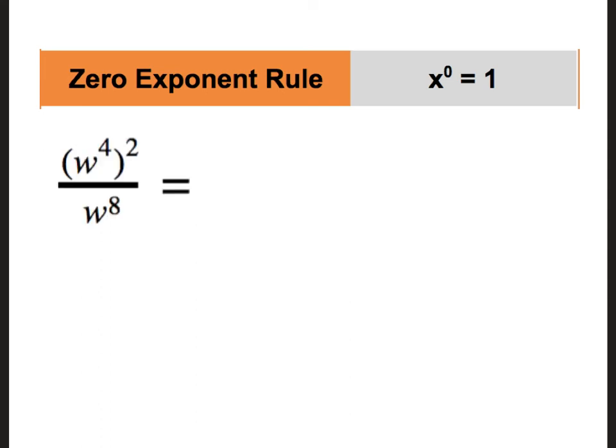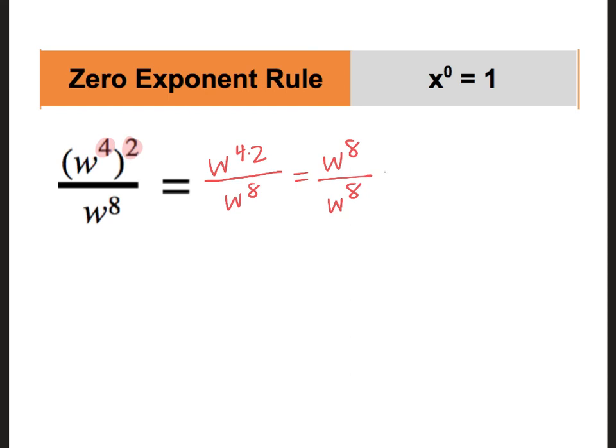All right, for our next problem, we're still using our 0 exponent rule. We have w to the 4th, squared, divided by w to the 8th. On top, notice you have a power raised to a power. So we're going to multiply our powers together. I'm going to do w to the power of 4 times 2, all divided by w to the power of 8. 4 times 2 gives me 8, so on top I have w to the power of 8. On the bottom I have w to the power of 8.